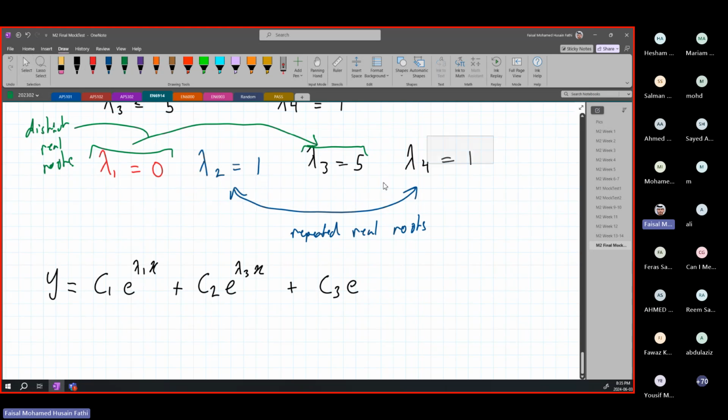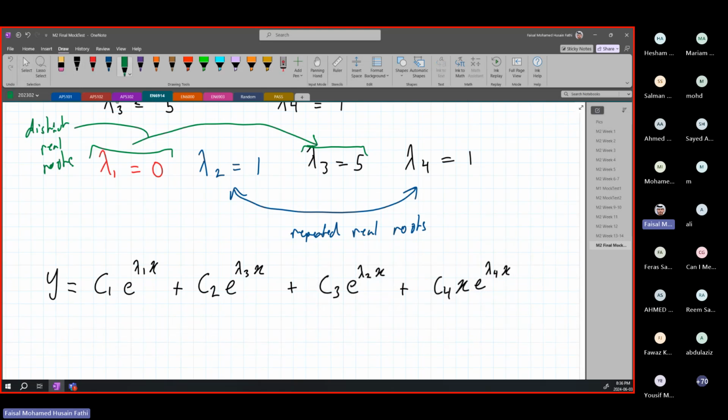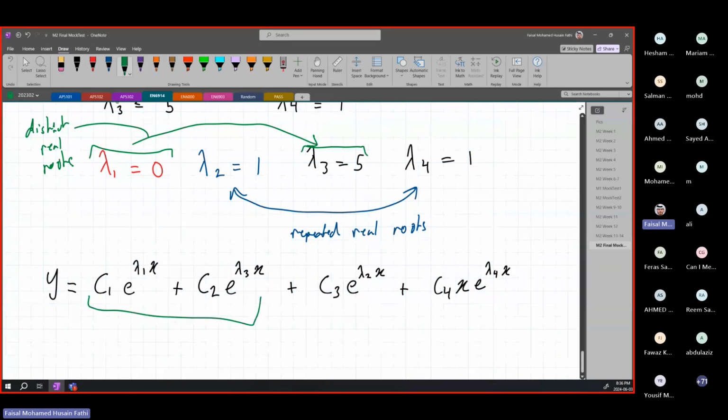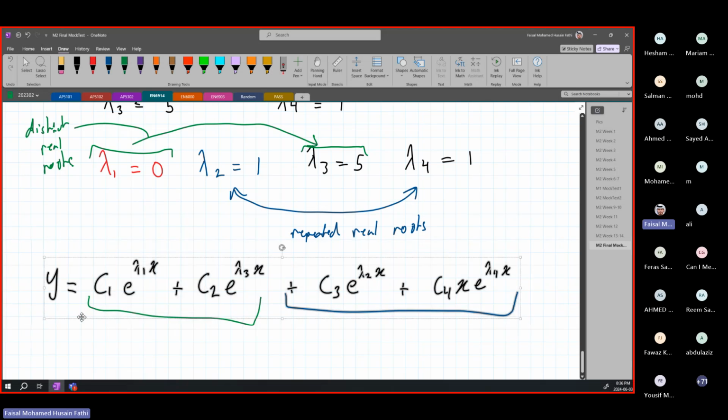lambda 2, we have repeated roots. So what is going to happen? The first one is going to be C3 e to the power of lambda 2x, and the last one is going to be C4 x e to the power of lambda 4x, because this was the rule for repeated roots. So what I did here is I applied the distinct roots rule for this part, and for this part I applied the repeated real roots rule. And this is how you will get your general equation.